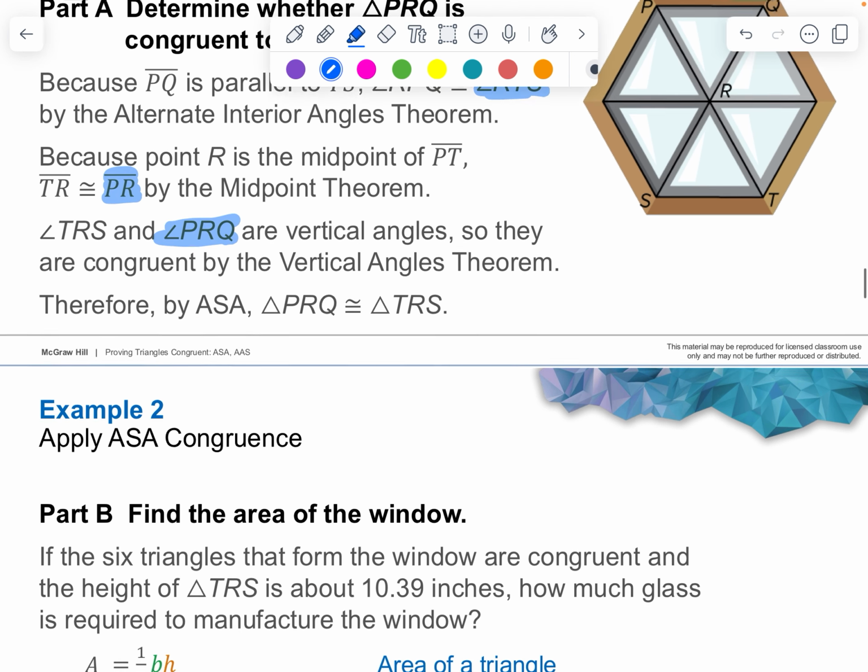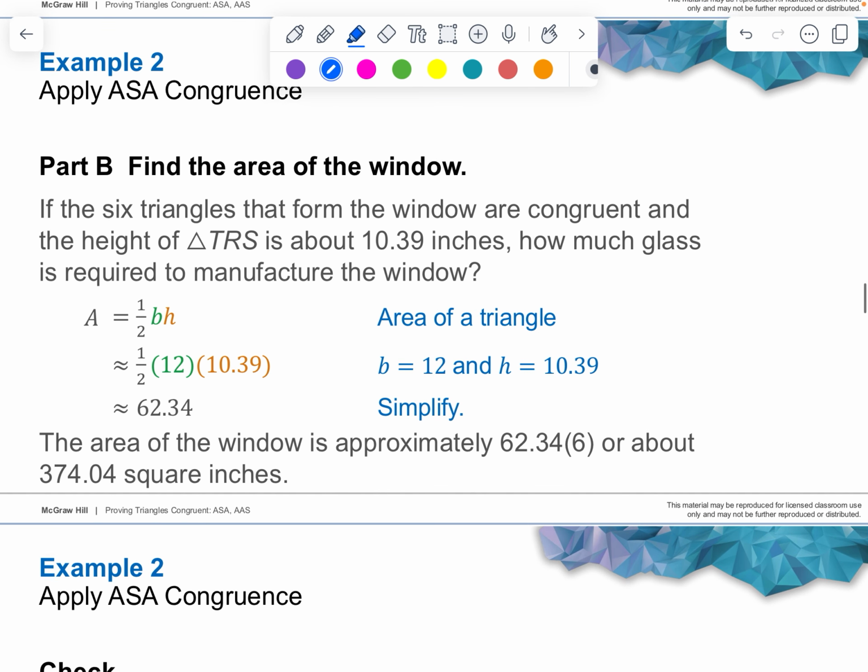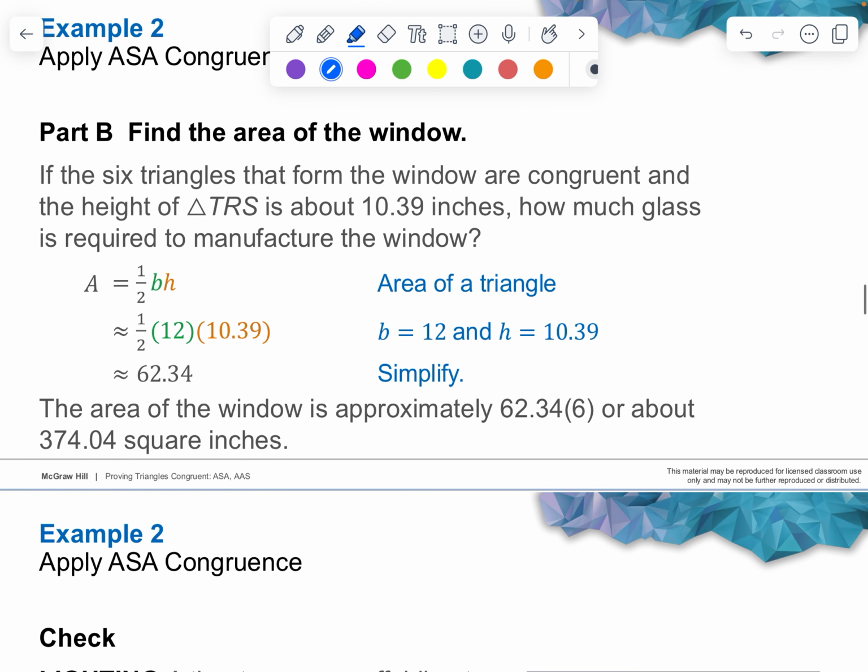And then we're going to find the area of the window, and they've given us all that math there. They showed us one half base times height for a triangle. We know the base is 12 inches, and they gave us that the height is 10.39 inches, so they are giving us a total area of 62.34 times 6, because there's 6 triangles, so about 374 square inches.